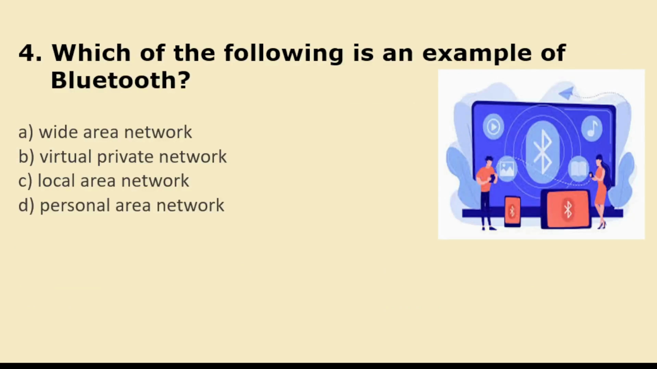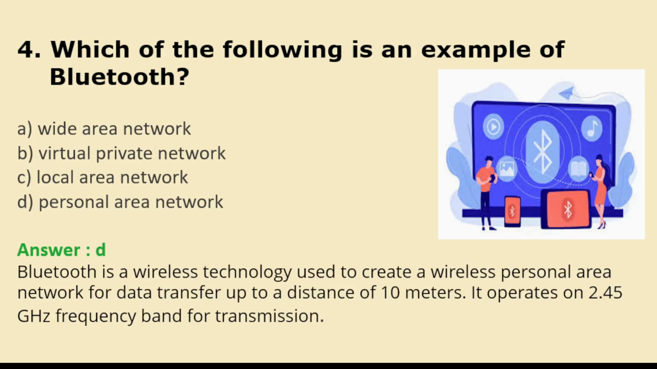Our fourth question is, which of the following is an example of Bluetooth? A. Wide area network. B. Virtual private network. C. Local area network. D. Personal area network. So the correct answer is D, personal area network. Bluetooth is a wireless technology used to create a wireless personal area network for data transfer up to a distance of 10 meters. It operates on the 2.45 GHz frequency band of transmission.